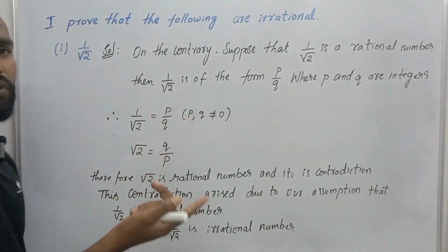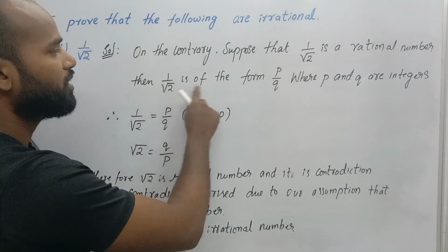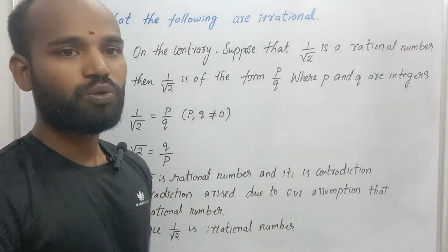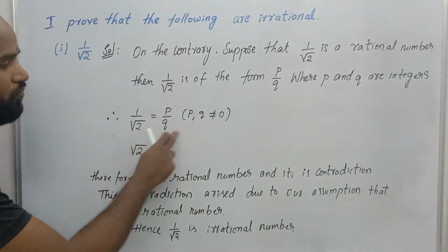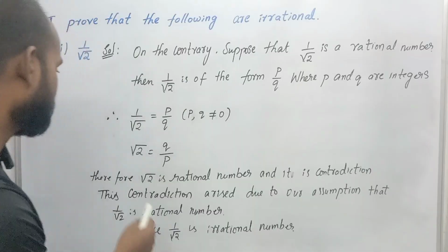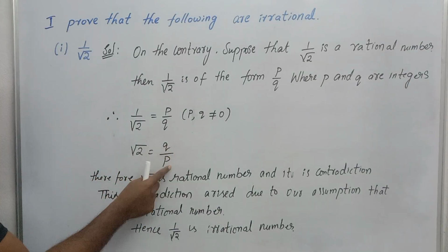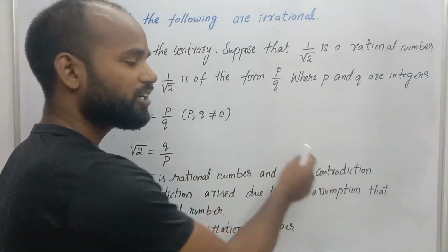Then if 1 by root 2 is a rational number, it must be in the p by q form, right? So it is in the form of p by q, where p and q are integers. Now therefore 1 by root 2 equals p by q, where p, q are not equal to 0. That is a condition of rational numbers, right? Now root 2 equals q by p, again in the form of a by b. So therefore root 2 is a rational number, and it is a contradiction.